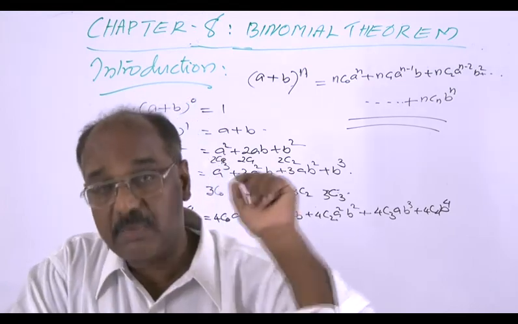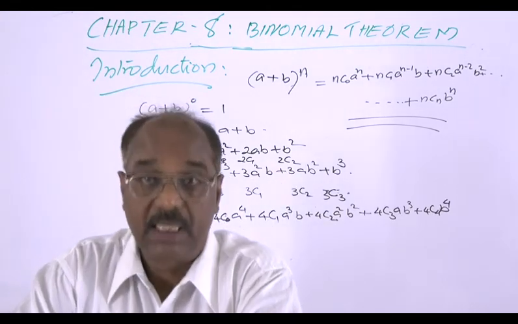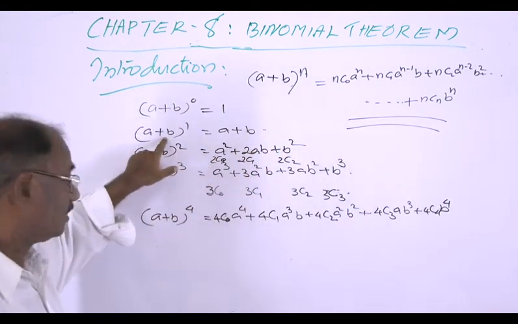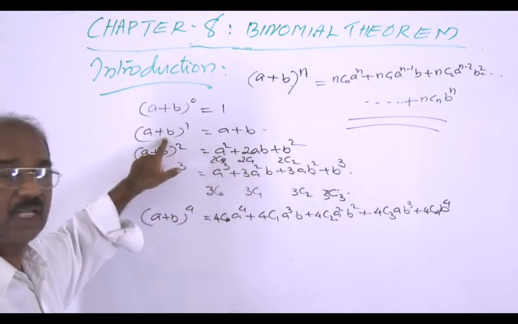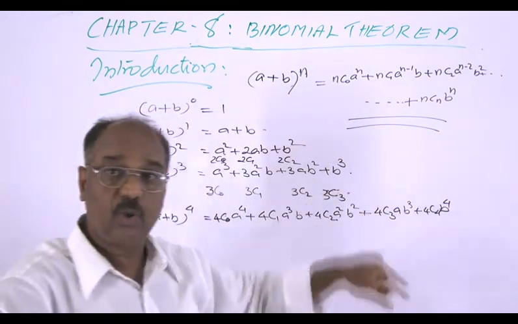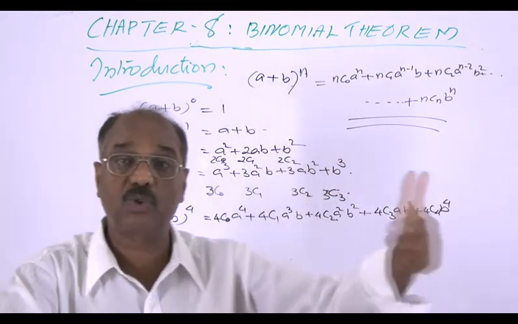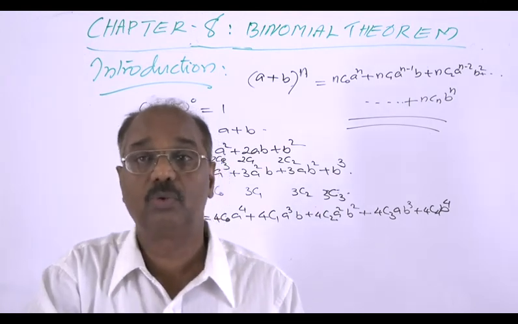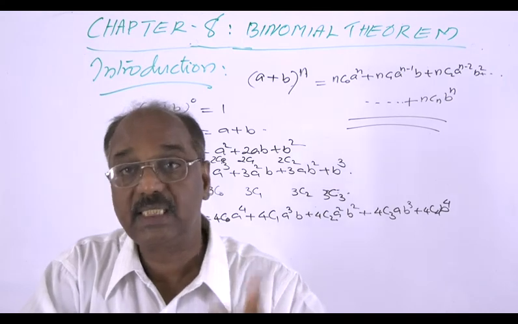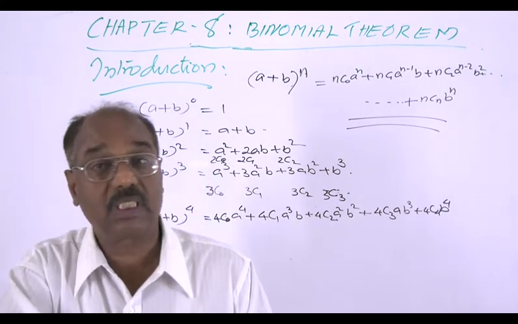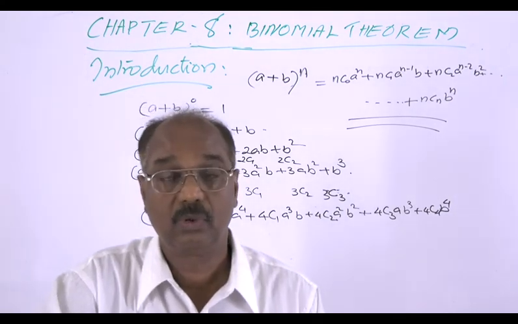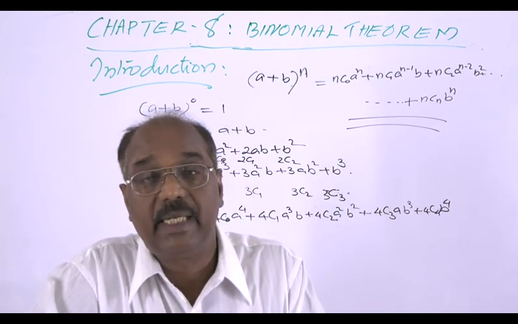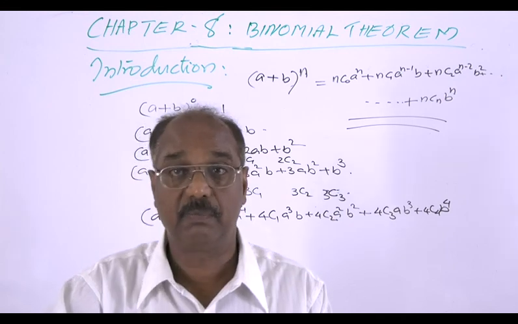We can prove this binomial theorem by mathematical induction. We show this is true for n equal to 1, then assume this is true for n equal to k, then prove it is true for the next higher value n equal to k plus 1 also, thereby establishing the theorem. The theorem is true, the result is true. Okay, so the proof and the details will be in the next video.